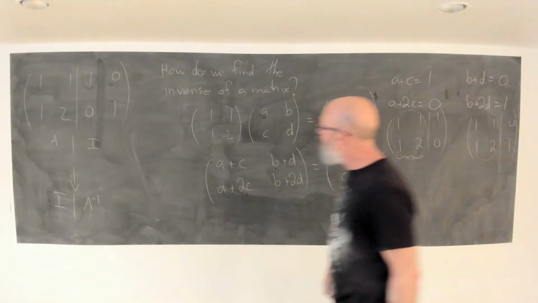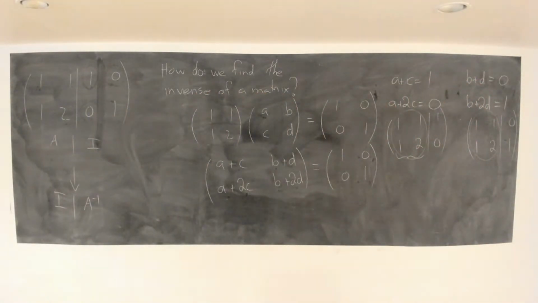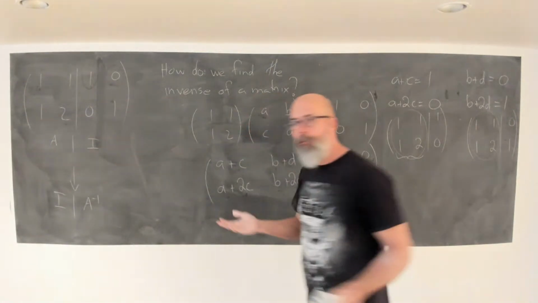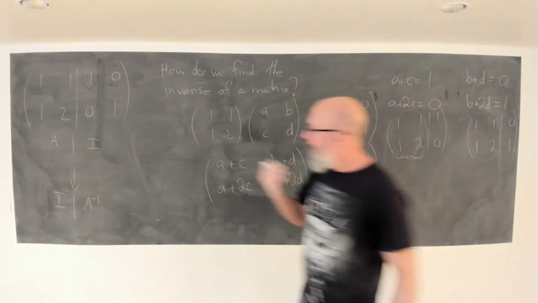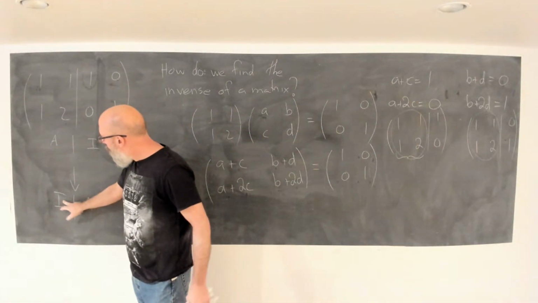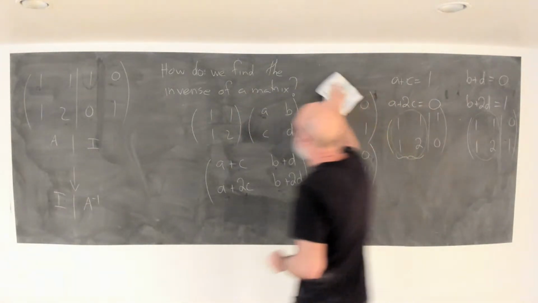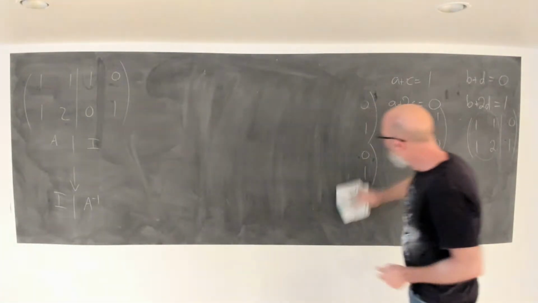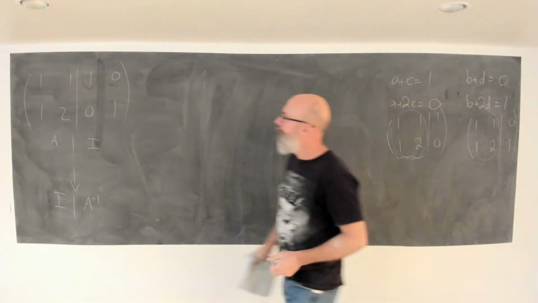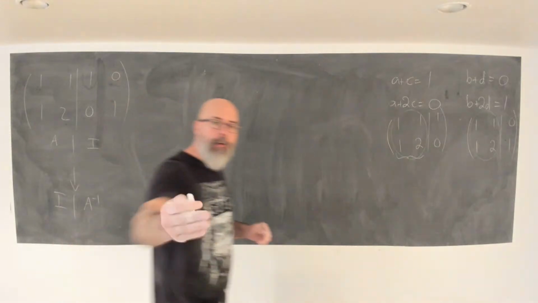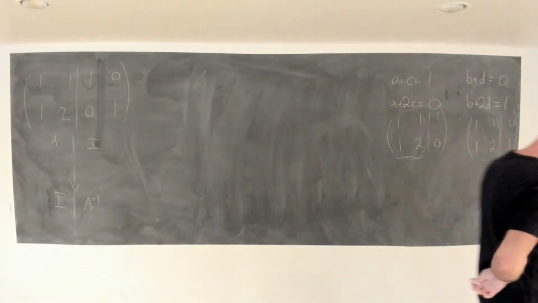Let's do it. And in fact, this gives us a condition for the inverse to exist. For the inverse to exist, your matrix has to row reduce to the identity. So we're starting with this. Let's row reduce.